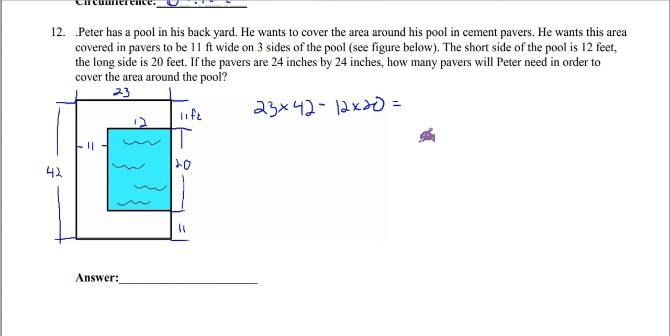Okay, I'm not going to pretend like I do those in my head. 23 times 42, that's 966. That would be the area if there were no pool there, if it was all brick pavers. But that's not the case. We have to take off this 12 by 20 area. That's 240. I'm going to subtract that 240 from that 966, 726. So it's 726 square feet that the pavers need to cover. Okay, so if it just asks for the area, boom, 726.